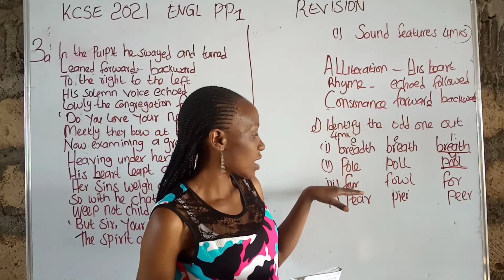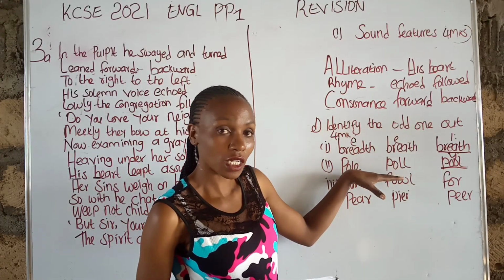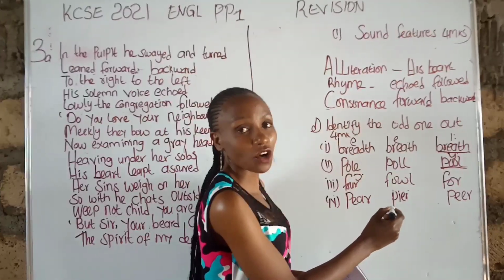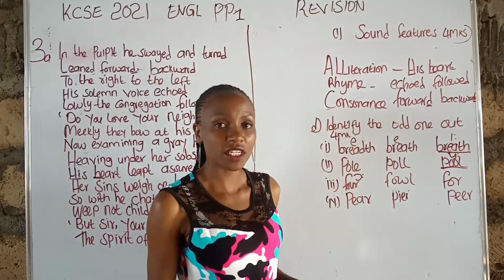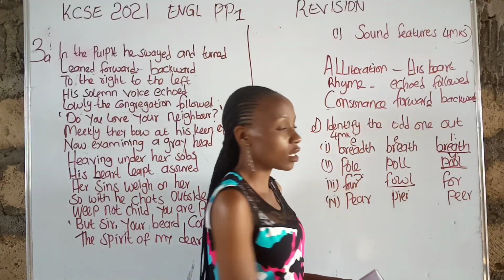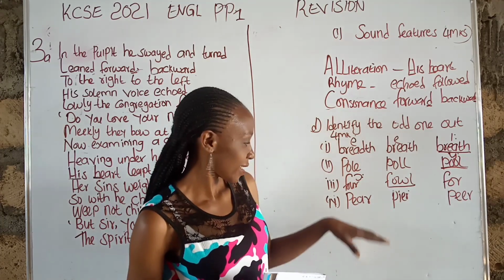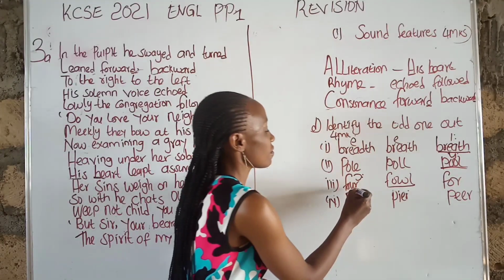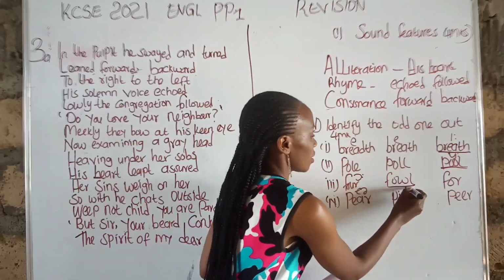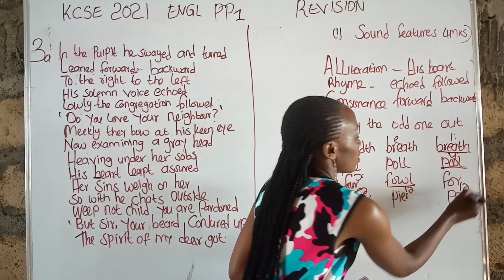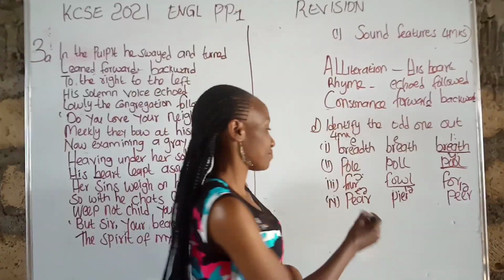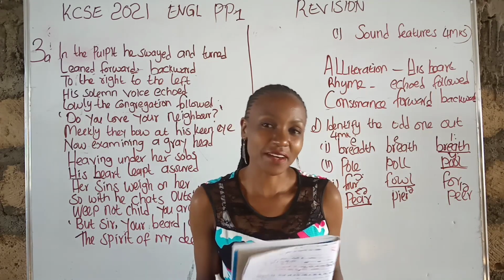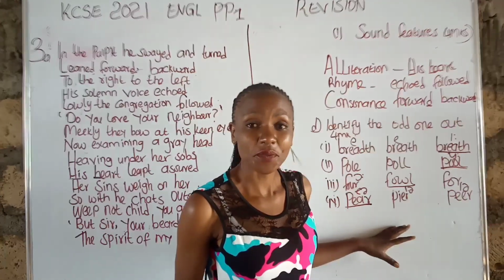Roman 3, we have four, full, and four. This one is the long O. So the odd one out is full. Lastly, pair, peer, peer. We have the air, the ear, and the ear. So the odd one out is the pair. I hope that you have gained something new, and we're going to stop there.